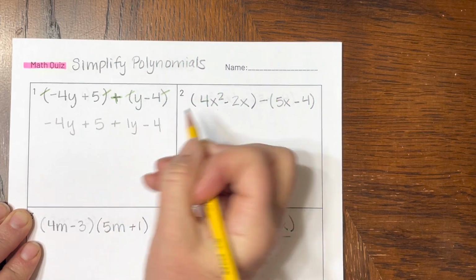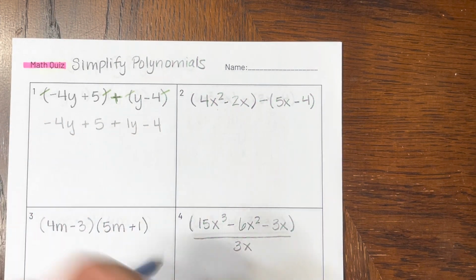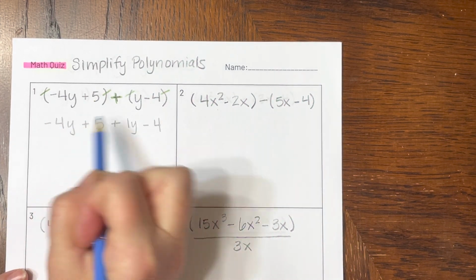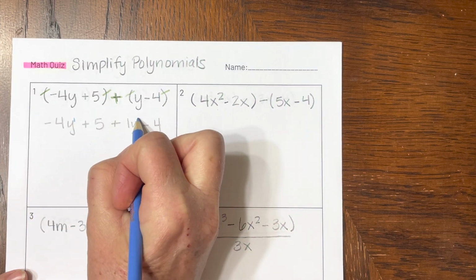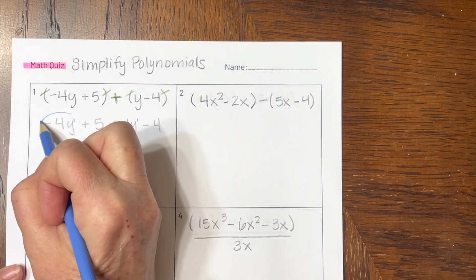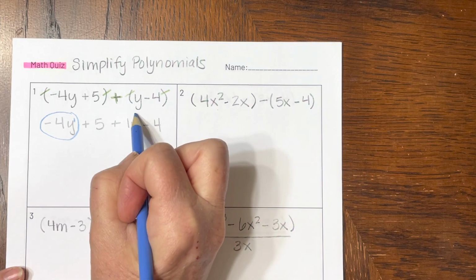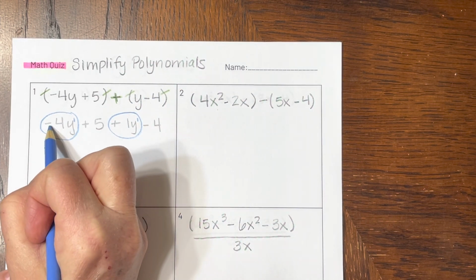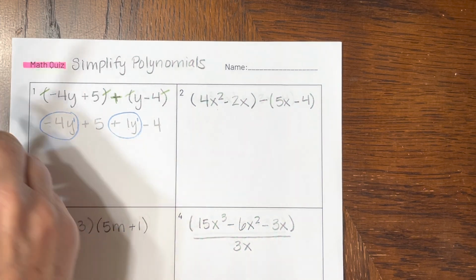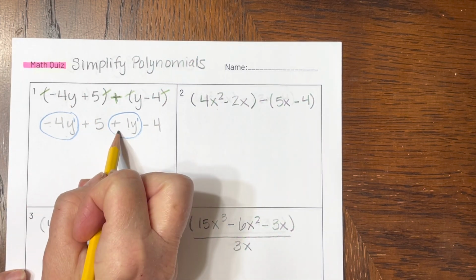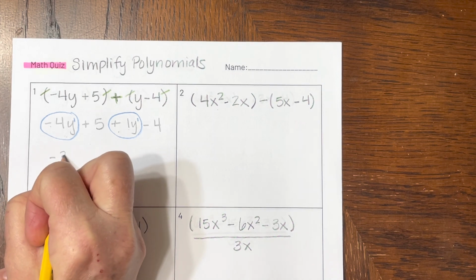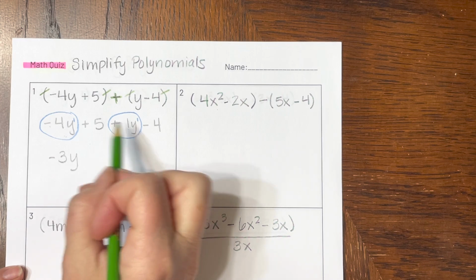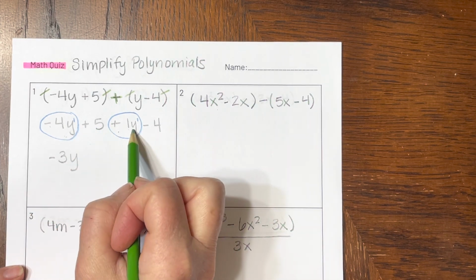And then I have -4. Now, when we put like terms together, they have to be exactly alike. Like the y has to have just an exponent of 1, so then I can put them together. So I have a -4 and a positive 1y. Since this is -4 and this is positive 1, they are different signs. Different signs, I'm going to subtract. So I have a -3y. I leave my y just as a y because I'm just adding and subtracting.